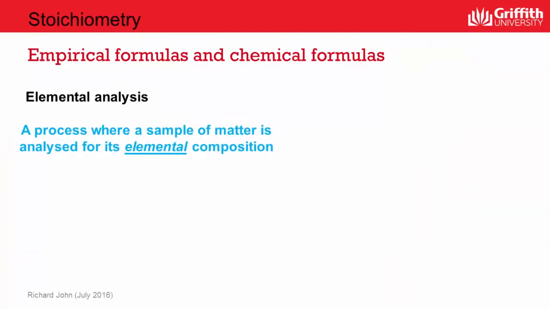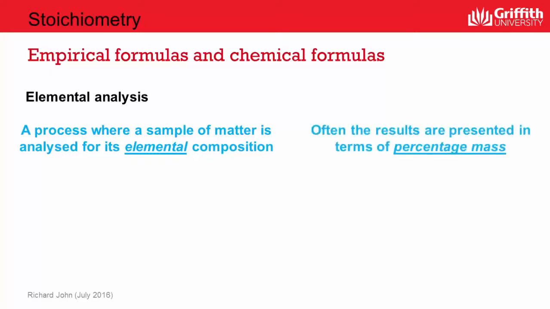sample off to an analytical laboratory for elemental analysis. Elemental analysis is a process whereby a sample of matter is analysed for its elemental composition, and often the results come back to us in terms of the mass percentage of each element involved in the compound. So for example, a compound containing calcium, carbon and oxygen could come back with the results that the compound contained 31.3% calcium, 18.8% carbon and 50% oxygen.